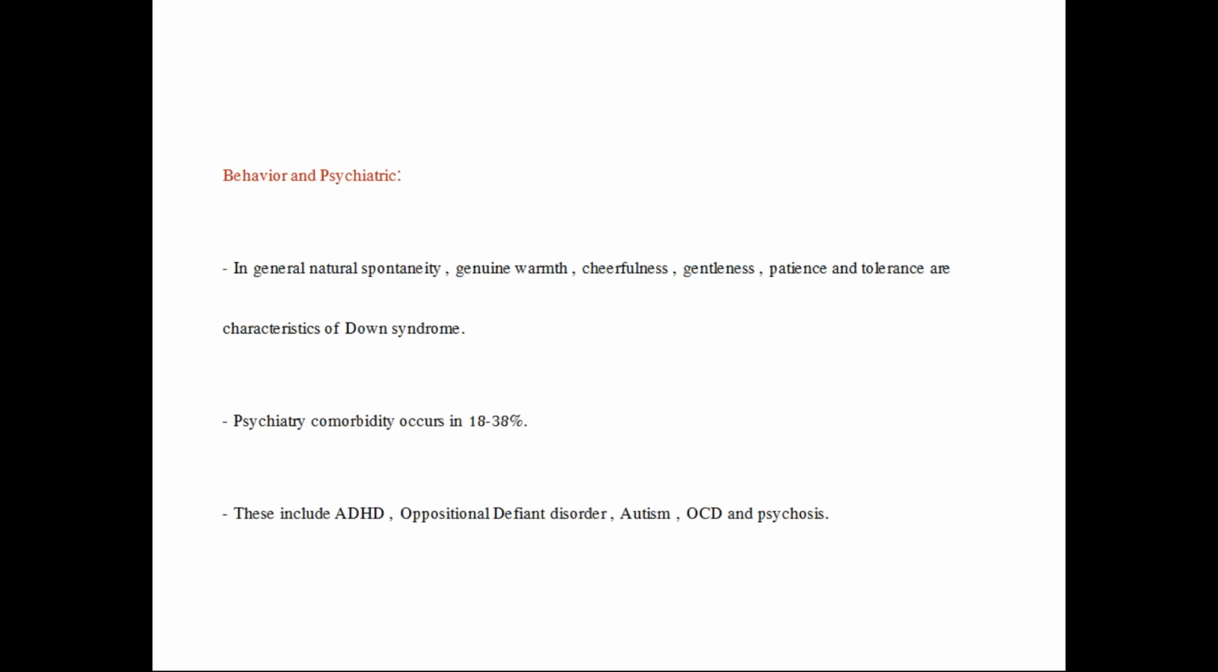Coming to the behavioral and psychiatric features, in general, spontaneity is less in them. Genuine warmth, cheerfulness, gentleness, patience, and tolerance are characteristic of Down syndrome. And psychiatric comorbidities occur in 18 to 38%. These include ADHD, oppositional defiant disorder, autism, OCD, and psychosis. All these should be ruled out.